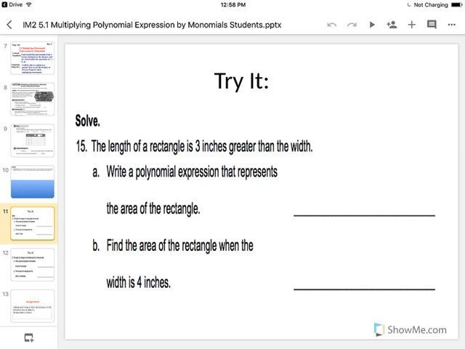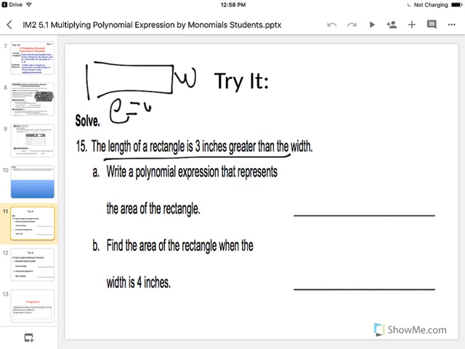Right, okay, so can we try this one out? The length of a rectangle is 3 inches greater than the width. Right, so to help us, we can do a rough sketch. So length and width, and we're given that the length is 3 inches greater than the width, so the length would be width plus 3.